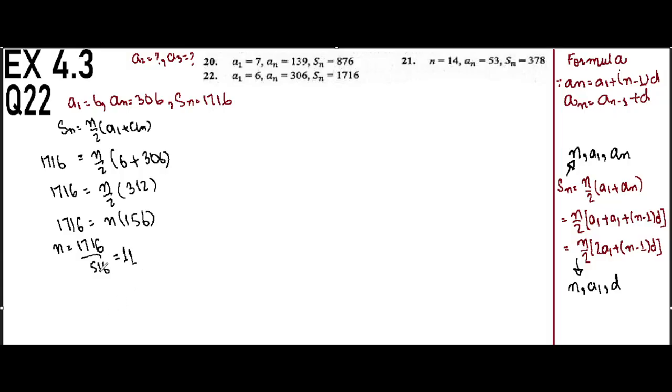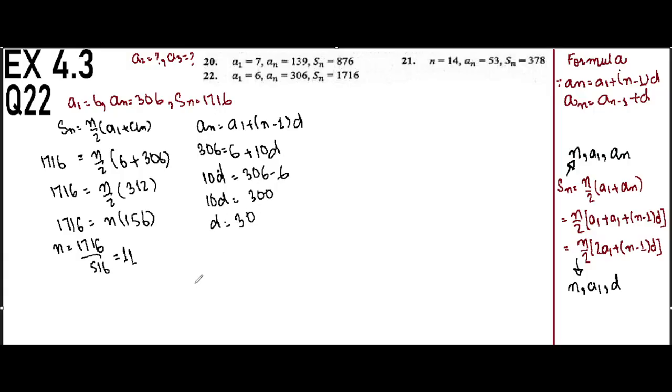Now we have the value of n, we still need the value of d. We are going to use this formula, an. So we have an is equals to a1 plus n minus 1 into d. an is 306 is equals to a1 is 6 plus n is 11, 11 minus 1 is 10 d. So now we have 10d is equals to 306 minus 6. 10d is equals to 300. d is equals to 30.